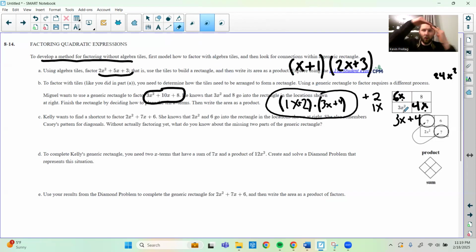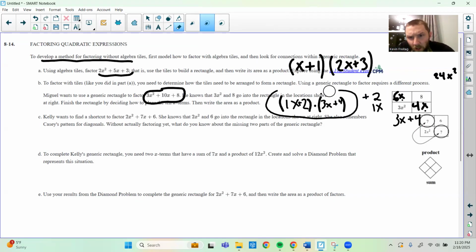Okay, so that cross multiplication thing you discovered yesterday is super, super important. And then once you have the box filled in, it's about what you can divide out of this row, out of this row, out of this column, out of this column. That will give you your two factors, your base and your height. And no algebra tiles are necessary. You don't have to draw every single individual tile or anything like that.